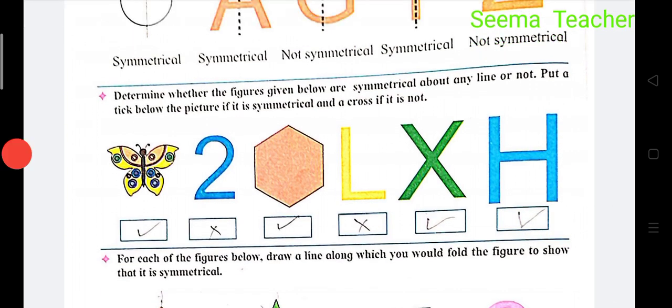Determine whether the figures given below are symmetrical about any line or not. Put a tick below the picture if it is symmetrical and a cross if it is not. So, butterfly.